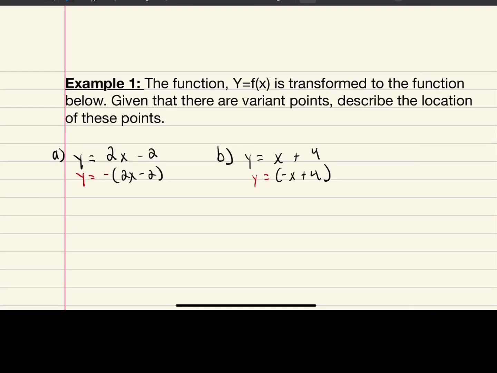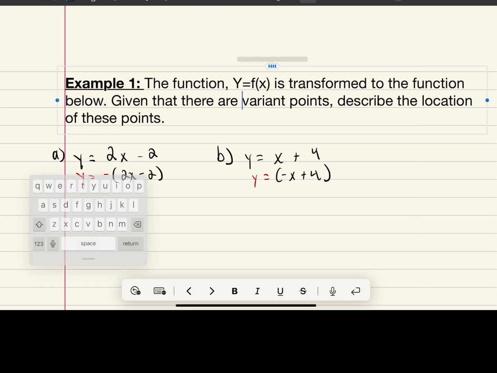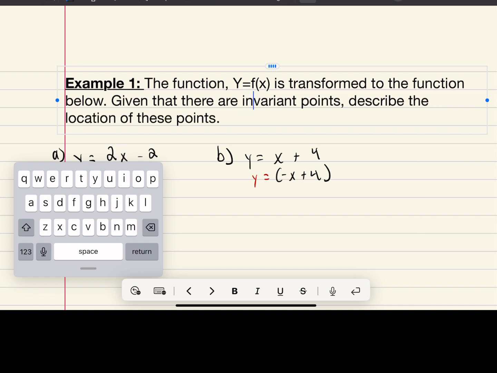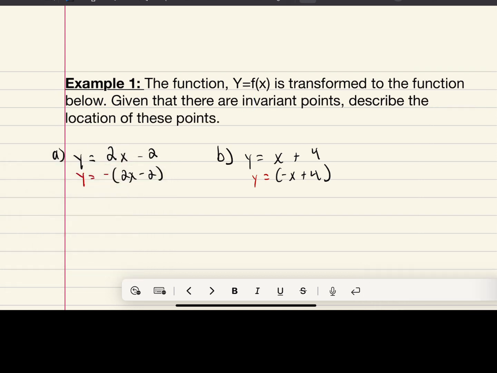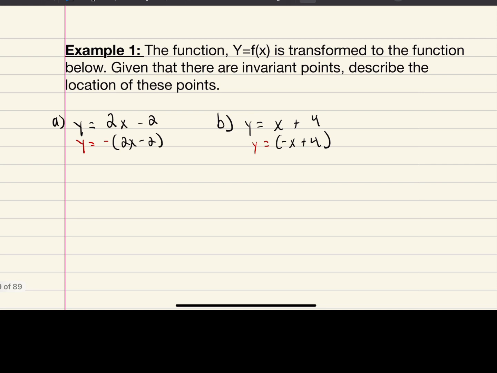So for our first example, the function y is equal to f at x is transformed to the function below. Given that there are invariant points, describe the location of these points. So my first function here is y is equal to 2x minus 2, so that would be f at x. And then here, the second function, y is equal to negative bracket 2x minus 2. This is going to be the transformed.